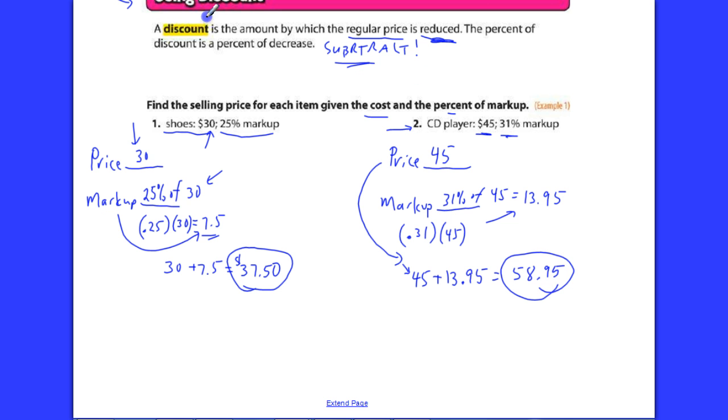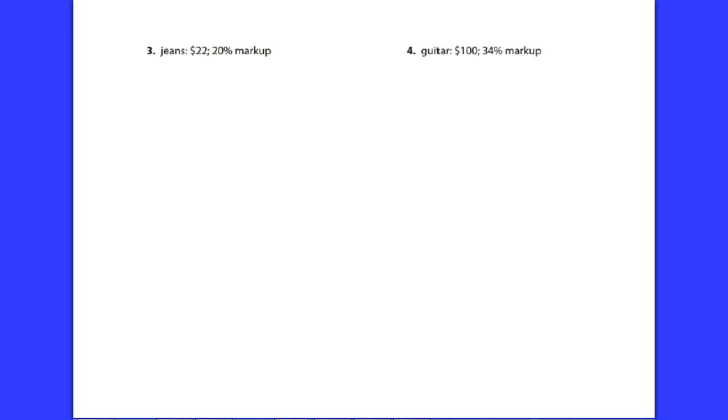What I'm going to ask you to do at this point is the next two problems at the bottom of your page, the jeans and the guitar. You've also got two problems on the back that are both markup questions. I wish these were discounts so we could subtract, but we'll get to that later. Pause the video, work out 3, 4, 5, and 6, and see if you can do those on your own. I will come back with the solutions. Hit pause now and continue the video as soon as you've worked. Take a few minutes, work those out, and come right back.